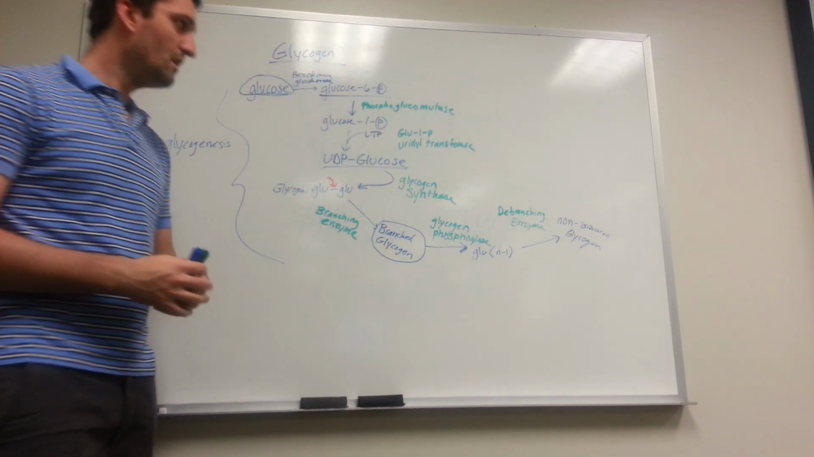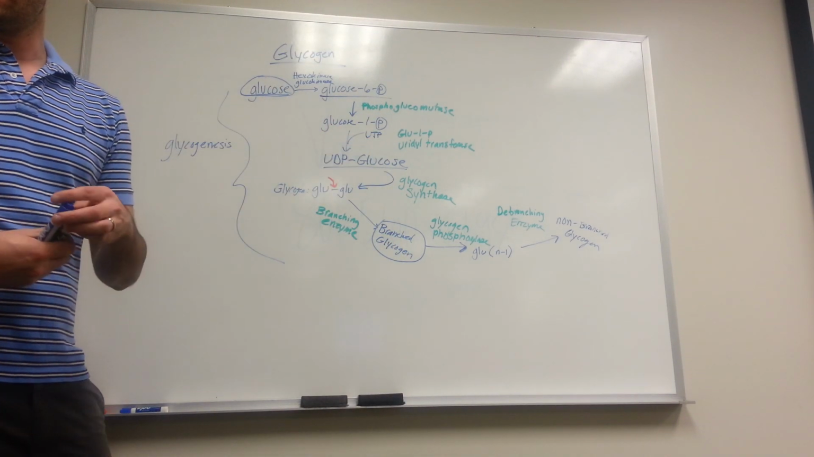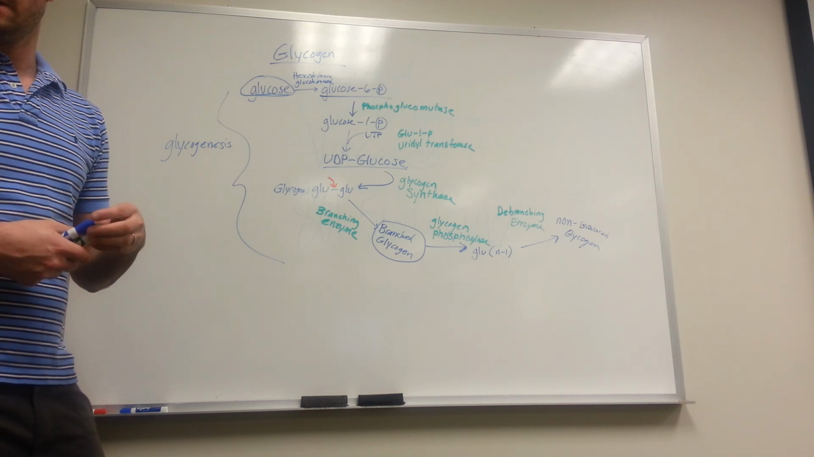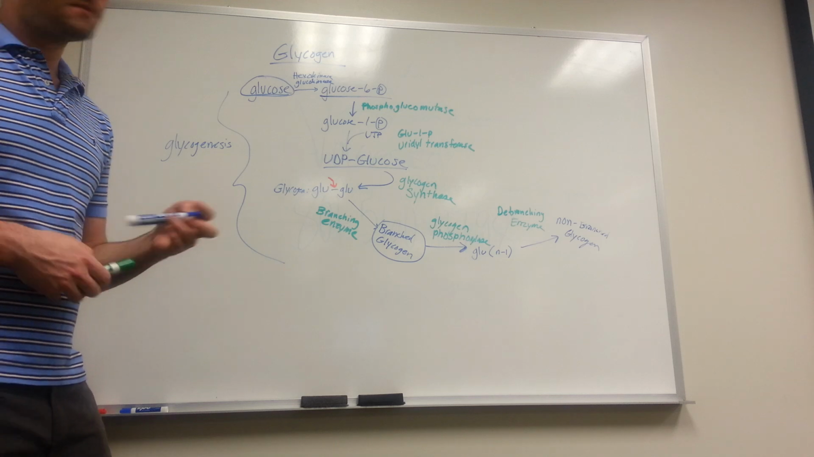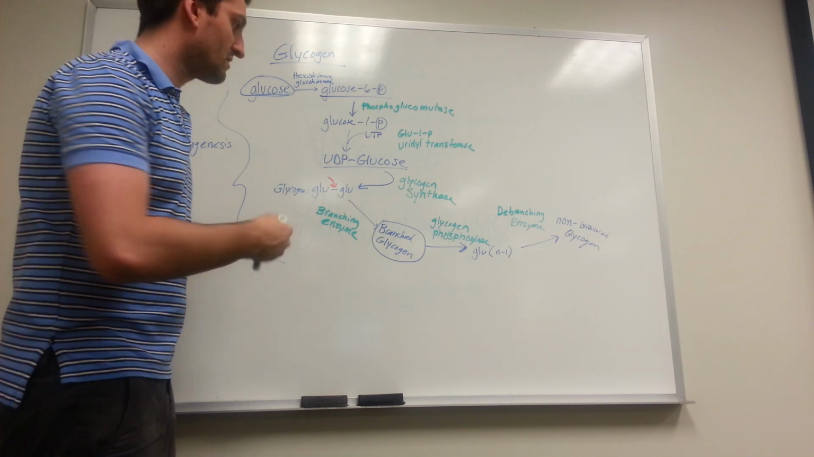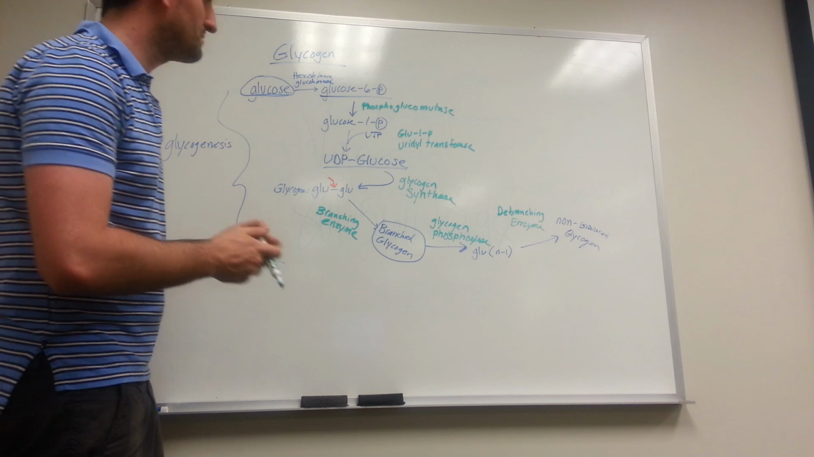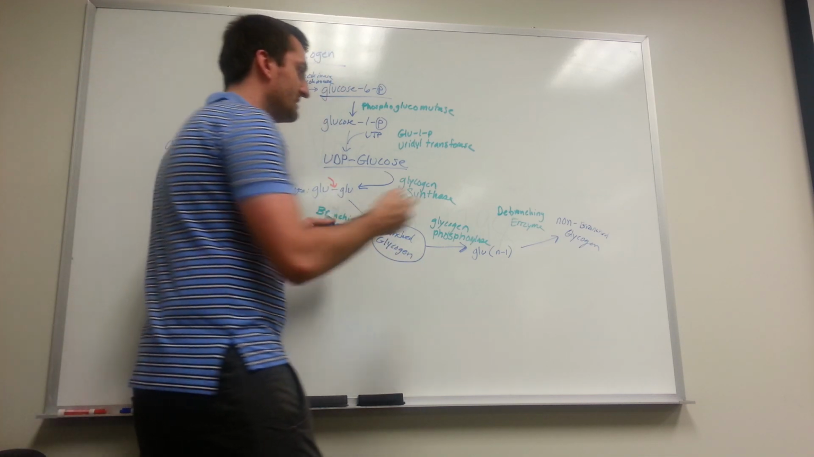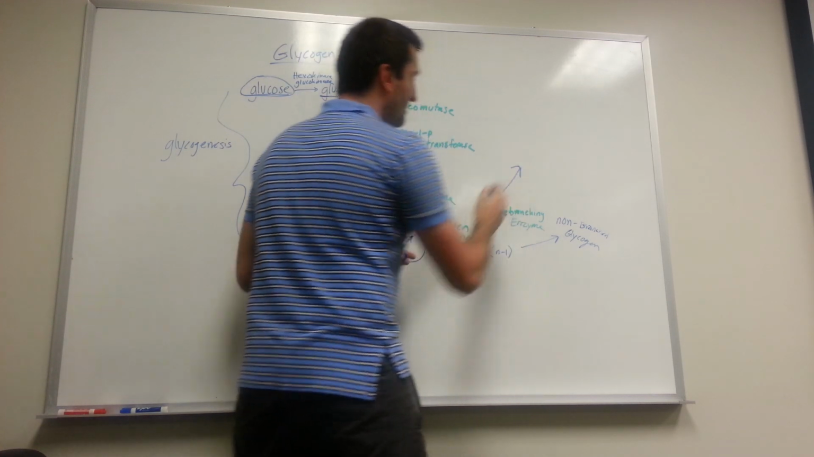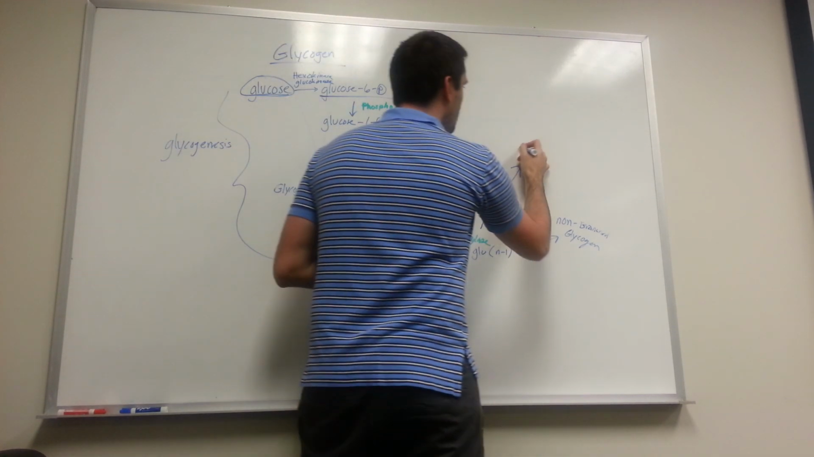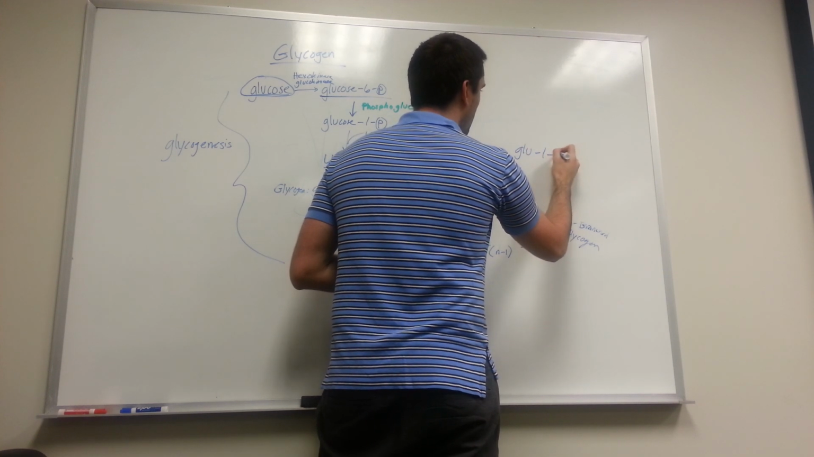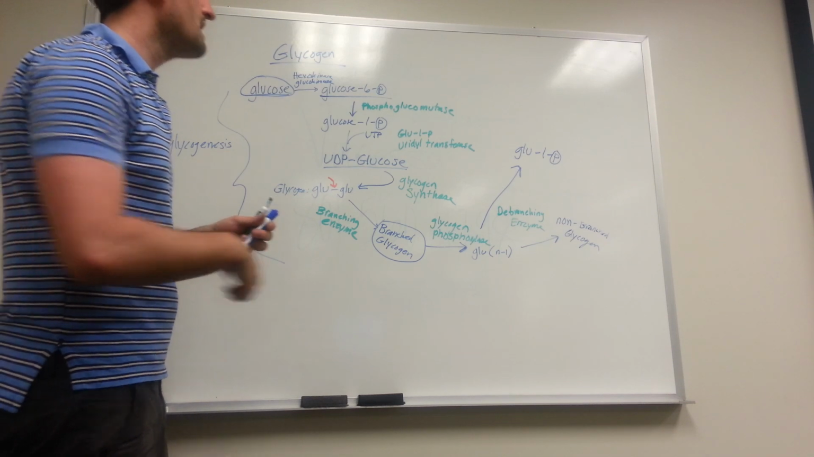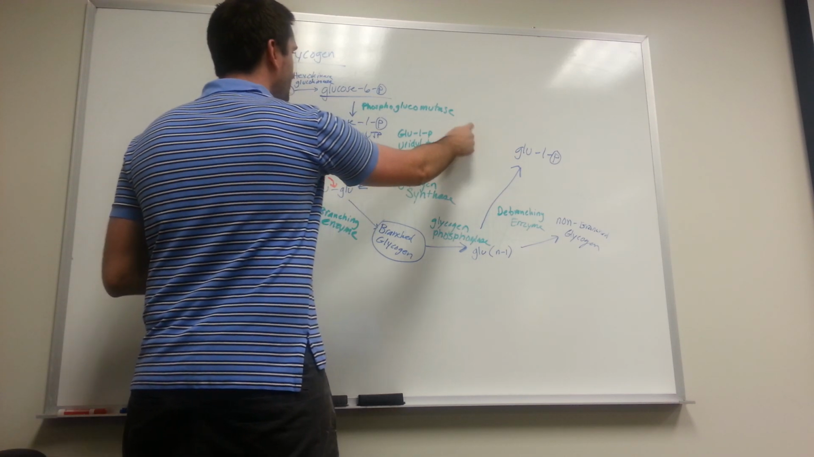Okay, so now we've got a non-branched form of glycogen. So what we're going to need to do is continue this down. Our glycogen phosphorylase is going to keep cleaving off those glucoses, and every time one of those glucoses gets cleaved off, we'll get a glucose 1-phosphate molecule. Glucose 1-phosphate.